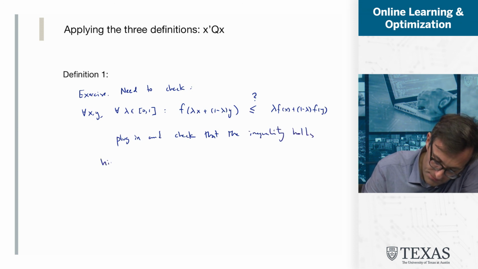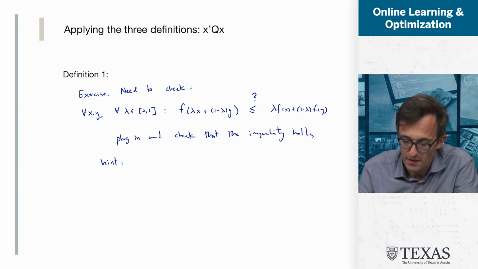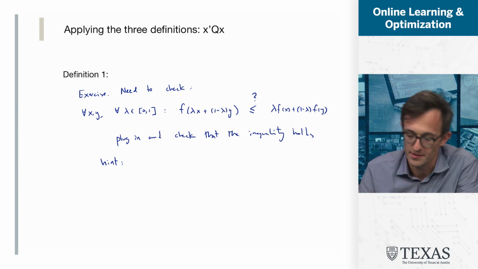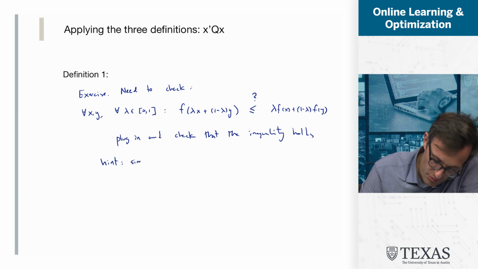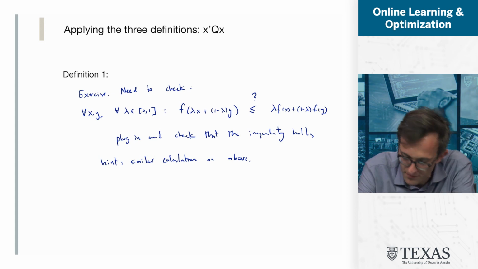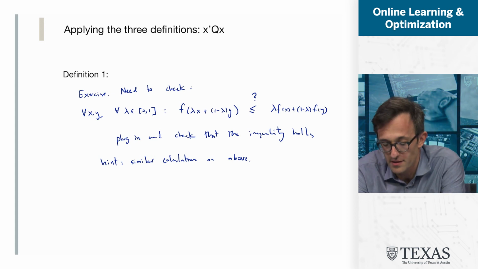And the hint is that this is going to involve completing the square just like we had in the previous calculation. Similar calculation as above. So try this at home, and I'll see you next time.